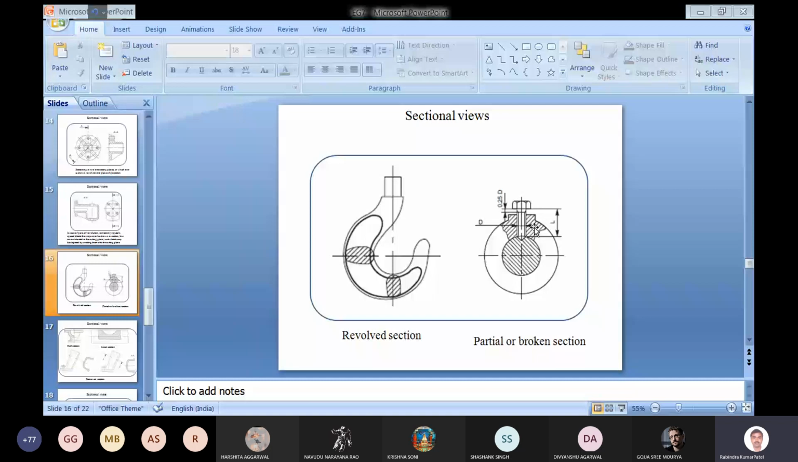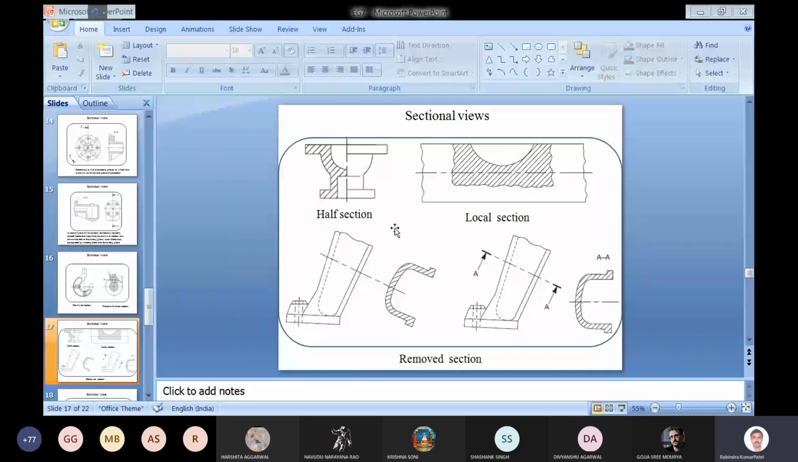Half section, which we have already seen in the second example, where a quarter part was removed. There is local section where we can show like this, and there is a removed section, where the section is drawn away from the portion. What your section is, that has not been drawn onto the object or any view. The section has just been drawn at a different location by drawing a line. So this is the removed section. Here also is an example of a removed section, only the orientation is different.